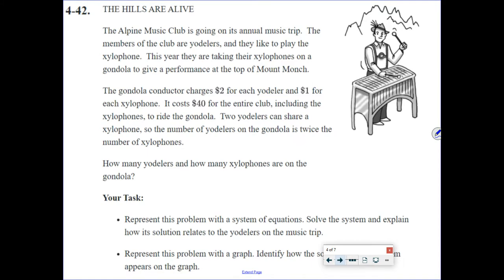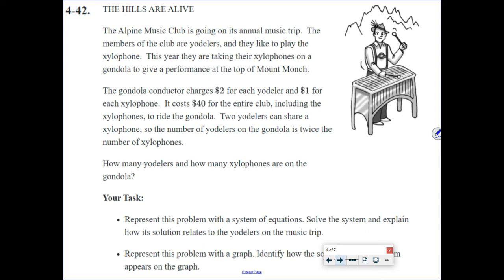442, the hills are alive. The Alpine Music Club is going on its annual music trip. The members of the club are yodelers, and they like to play the xylophone. This year, they are taking their xylophones on a gondola to give a performance on top of Mount Monch. And I don't know exactly how to say Mount Monch. A gondola, though, is not the boat that you ride in Italy, in Venice. It is kind of like a thing that takes you up mountains, a ski lift kind of thing.